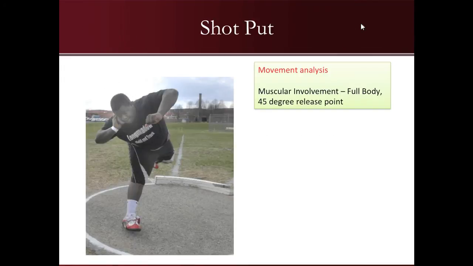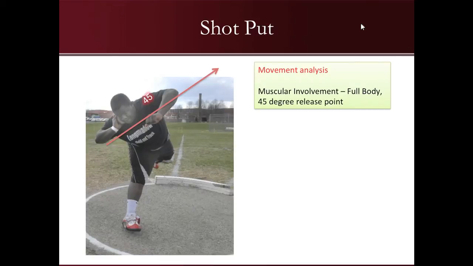So take a shot putter, for example. Okay, movement analysis, muscular involvements, most people say, oh, it's the triceps and chest. No, it's the full body. It's the full body. The geometry of the movement is that it's a 45-degree release point, right?